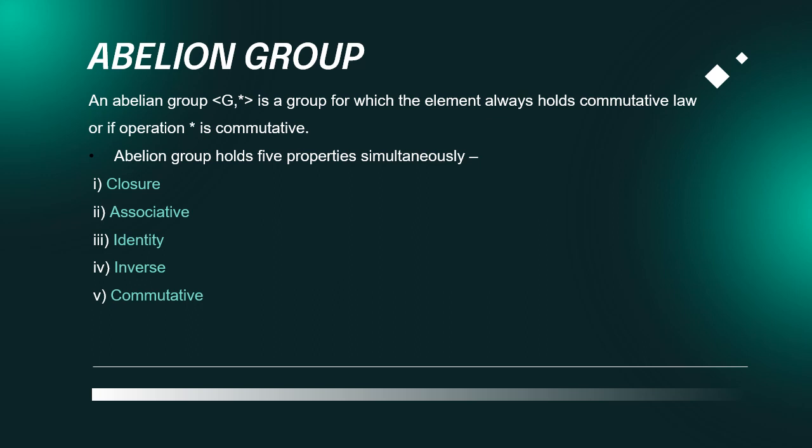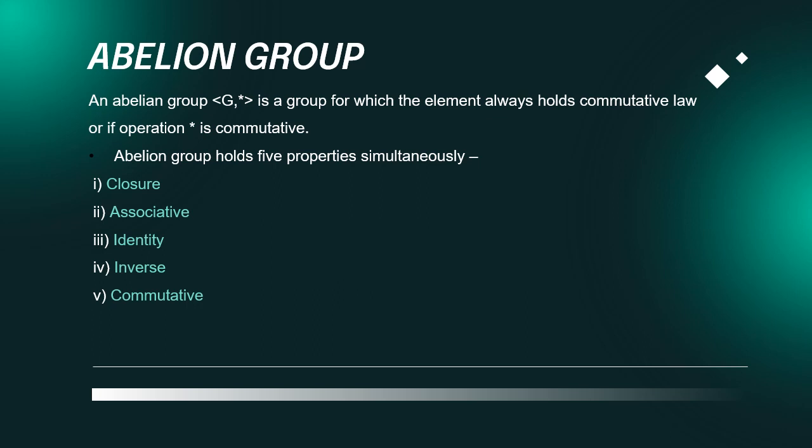So next our topic is the abelian group. It is also an ordered pair (G, *), where G is a non-empty set, and * is the binary operation on G. This abelian group is a special type of group which has all five properties: closure property, associative property, identity property, inverse property, and commutative property.